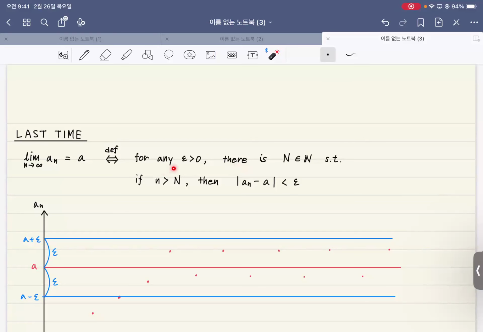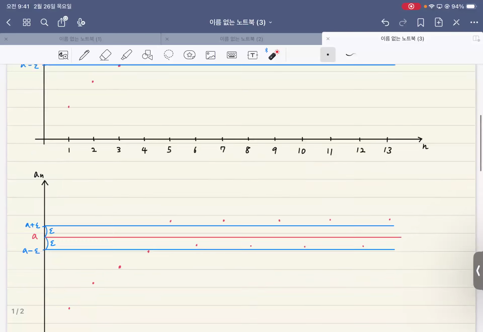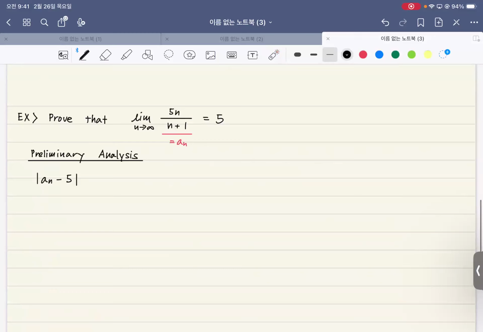In terms of the definition, for any epsilon, I will need to find an integer N satisfying the condition. But for the preliminary analysis, I will start from this inequality, and I will try to find the condition on n for which this inequality is satisfied. If I can find such a condition, then maybe that will help to find this N. If you do not understand what I'm saying, just follow me step by step.